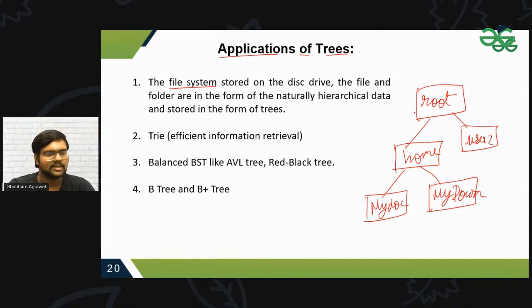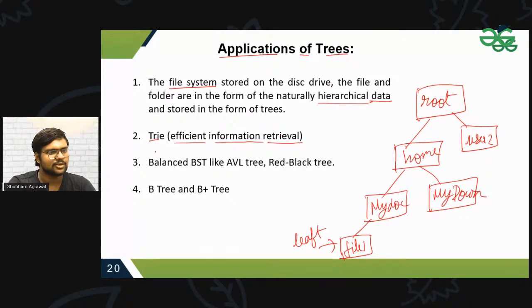Here each node is a directory, and it can be a file also. If it is a file, then it will be our leaf node, because a file cannot have any other directory. So in a file system, data is stored in a hierarchical way. Then trees are used in the trie data structure, which can be efficiently used to retrieve information.